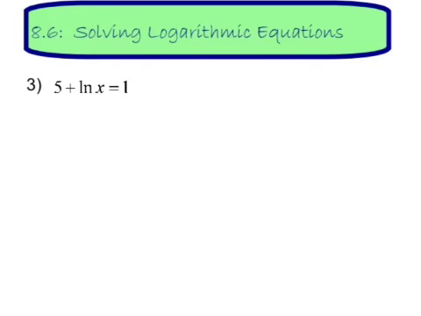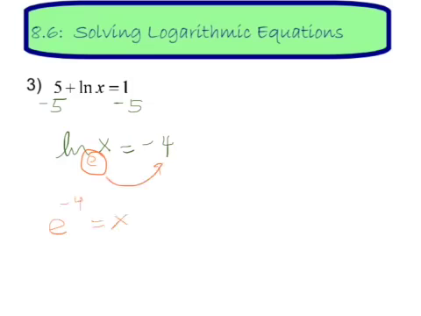Again, when I solve a logarithmic function, if the log is not alone, I need to get it alone. So here I have an added 5, so I'm going to get rid of that by subtracting 5 from both sides, and I get the natural log of x equals negative 4, and the natural log has a base of e. So I'm going to remind myself by writing in the little e, and when I put it into exponent form, I'm going to say e to the negative 4 equals x.